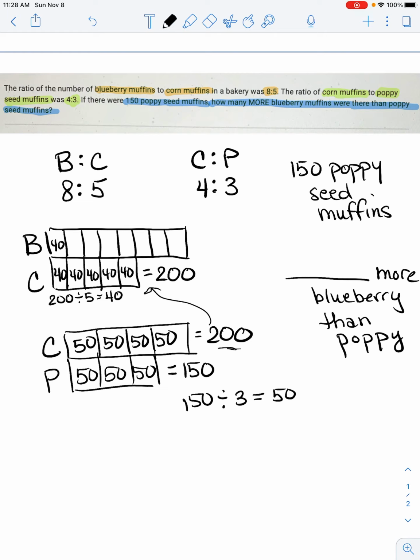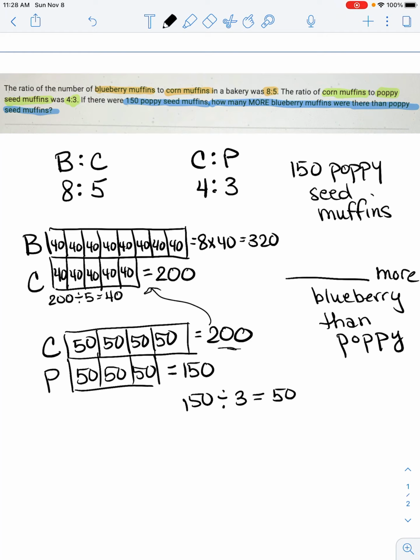And that goes up here too. And you see that you cannot assume that all the boxes are going to be the same in each tape diagram. So now let's count up the blueberry muffins. And we have 1, 2, 3, 4, 5, 6, 7. Of course, we have 8 times 40 equals 320 blueberry muffins.